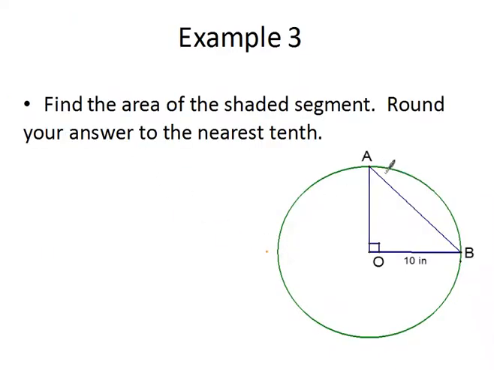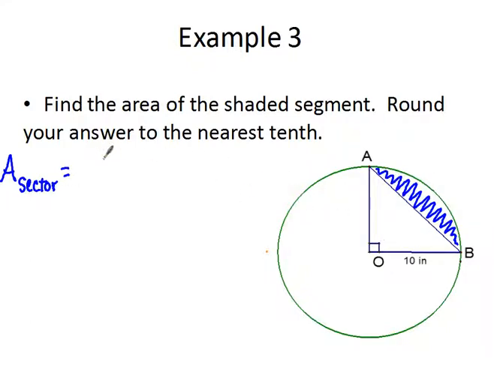Alright, so here we go. They want the area of the shaded segment, so that's this guy out here. Okay, so we're going to start out, we're going to do area of the sector. This is the one where you do the fraction of the circle times the area and get the area of just the pizza slice.